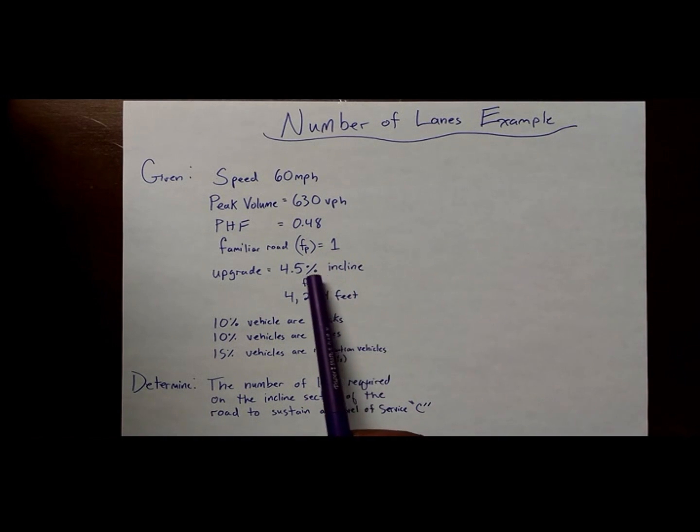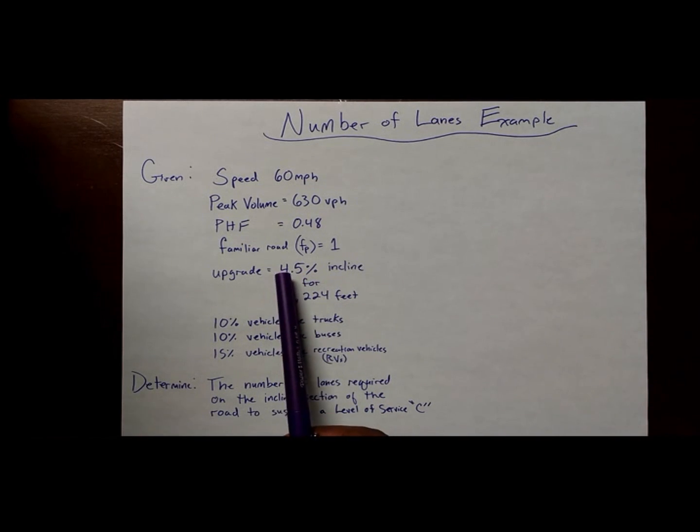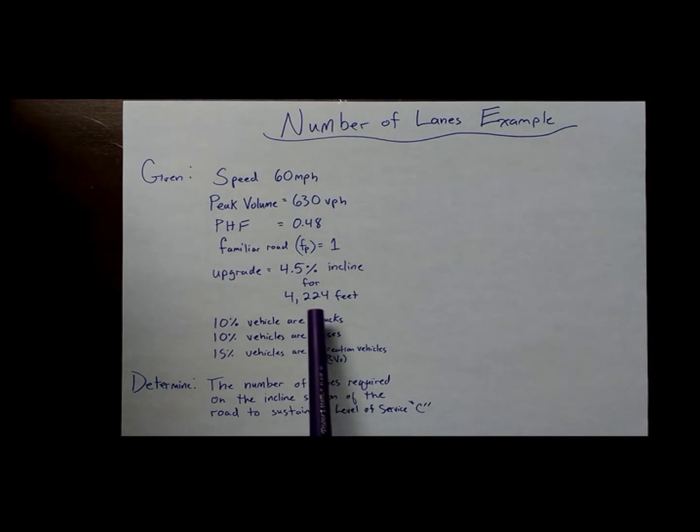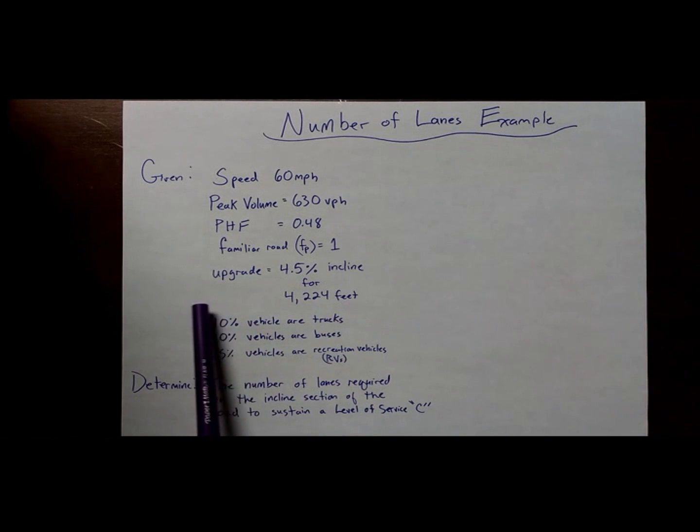The difference here is the information is given to you about the road as it is going uphill. So it's a 4.5% incline, and this incline happens for about 4,224 feet. Then here's the traffic mix. So within the traffic you have a certain number of passenger cars, and then you have 10% trucks, 10% buses, and 15% RVs, and the rest are passenger cars. So we have to determine the number of lanes that's required to be able to accommodate this traffic mix at a level of service C.